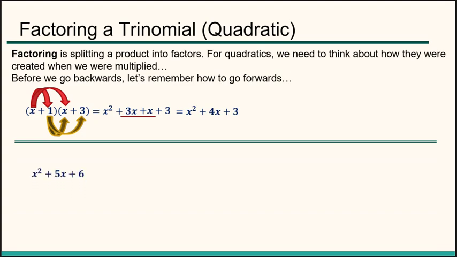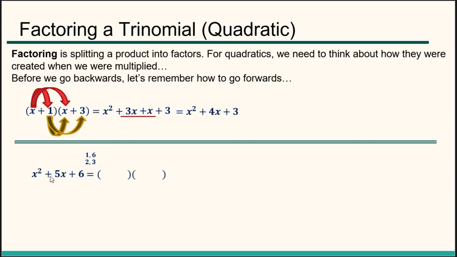So if we're given something like x squared plus 5x plus 6, I know that when it started out, it had these two parentheses. So I go ahead and draw those. Then I look at the factors of 6 because that's how I'm going to get a 6. It either had to have been a 1 and a 6 or a 2 and a 3. And I look at my signs.